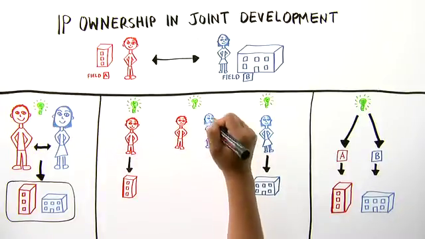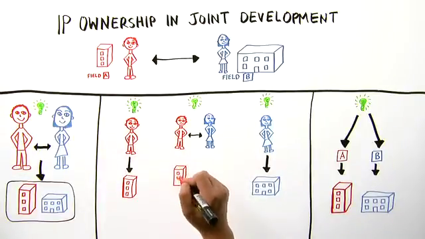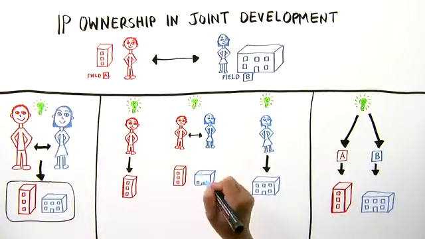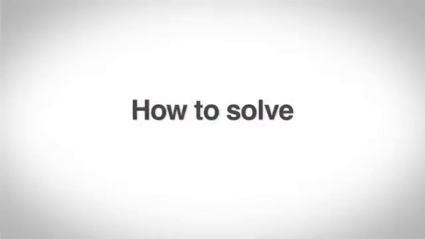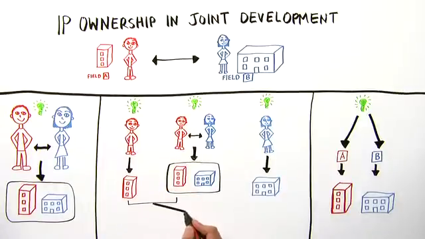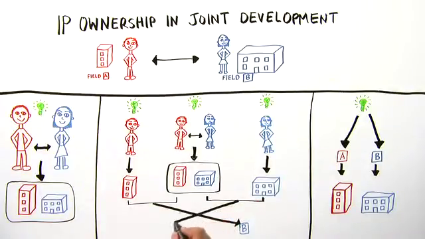The problem with this approach is that company 2 can potentially be blocked from doing something in its own field B if company 1 invents some IP using what it learned from company 2. So to solve this problem, company 1 will exclusively license its rights back to company 2 in field B, and company 2 will exclusively license its rights back to company 1 in field A. And that is how IP ownership is typically structured in joint development agreements.